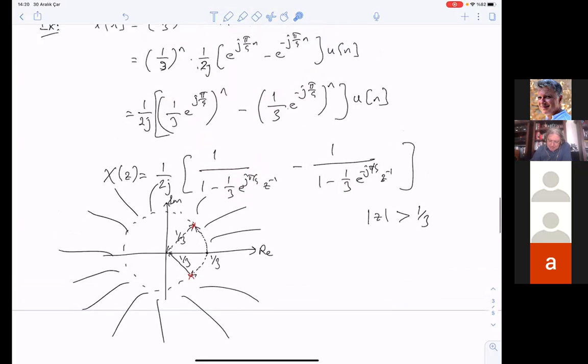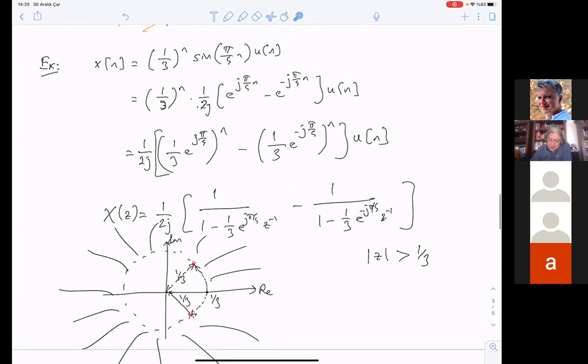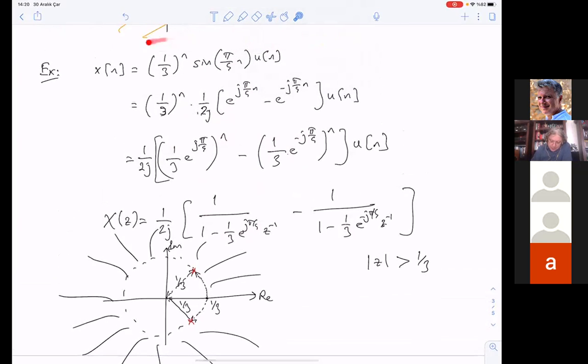Now, even before that, let me be honest about it. When I see the question here, I can also say that the region of convergence is magnitude of z greater than 1/3, because this sinusoid is oscillating between minus and plus 1. So magnitude-wise, it affects nothing. The radius is only determined by a real exponential, and that makes the radius which I must exceed. So magnitude of z, that's the radius, is greater than 1/3.